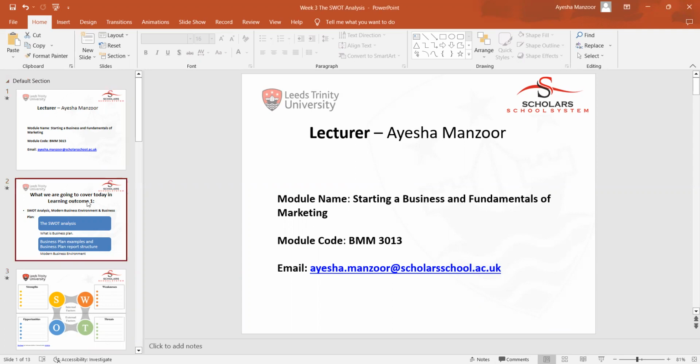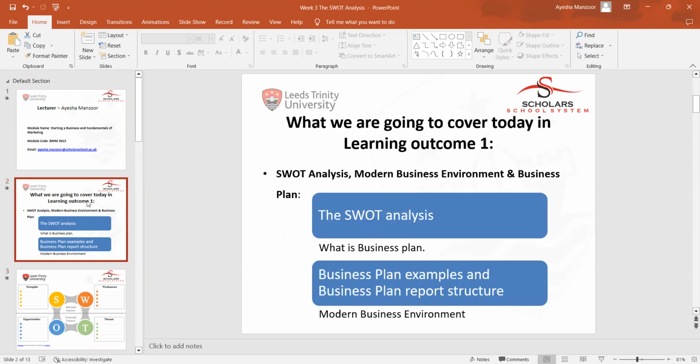These are the learning outcomes that we cover in the class: the SWOT analysis and what is a business plan. We have discussed business plan examples, business plan report structures, and the modern business environment.